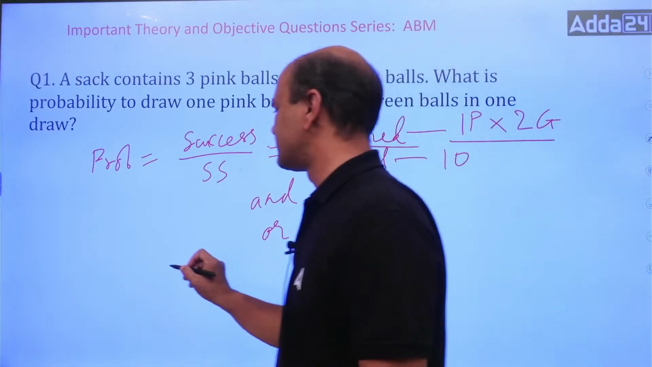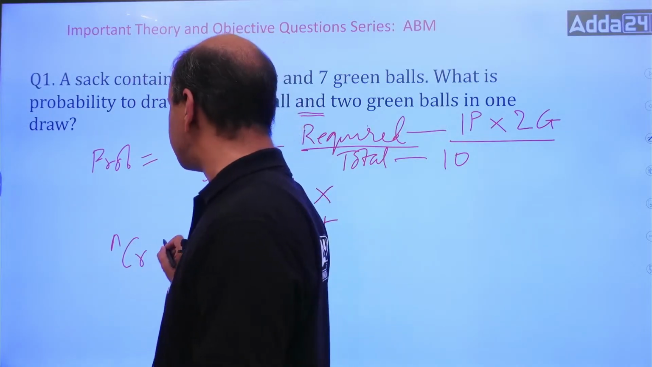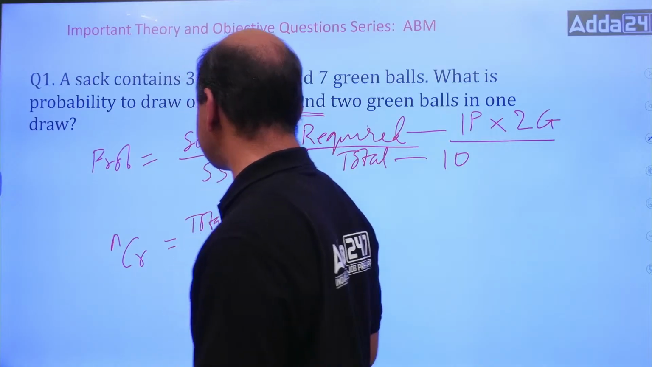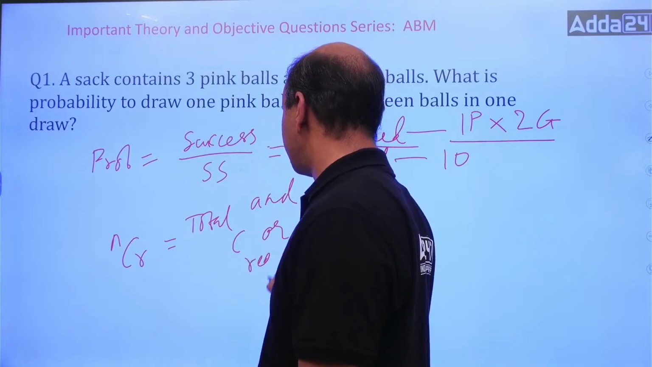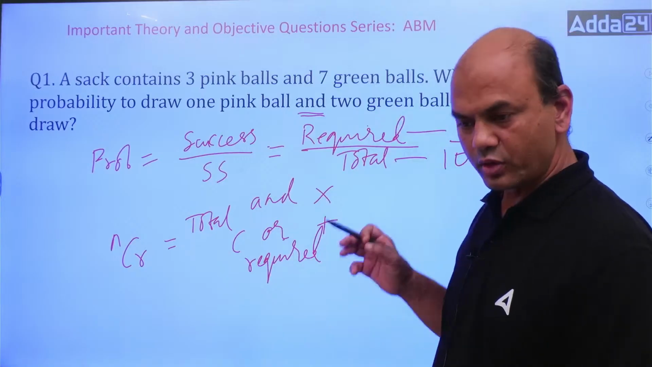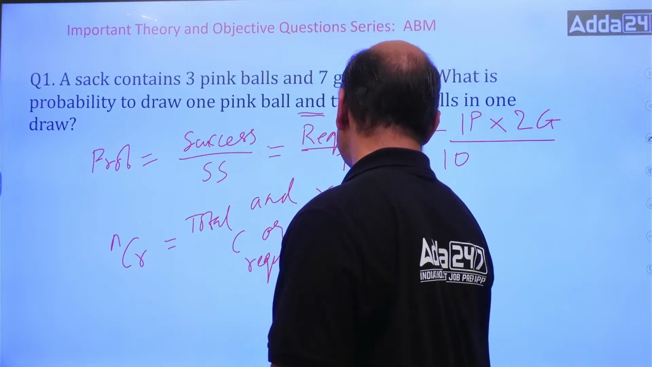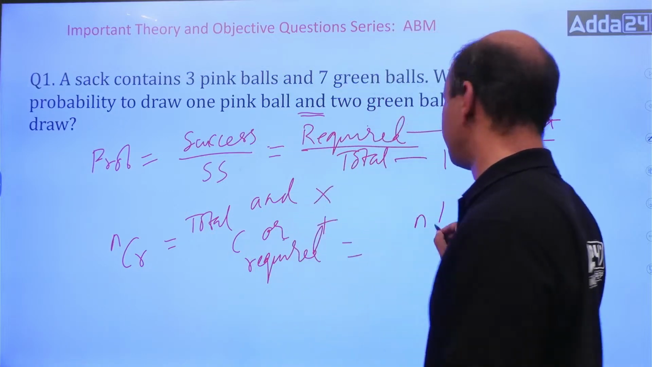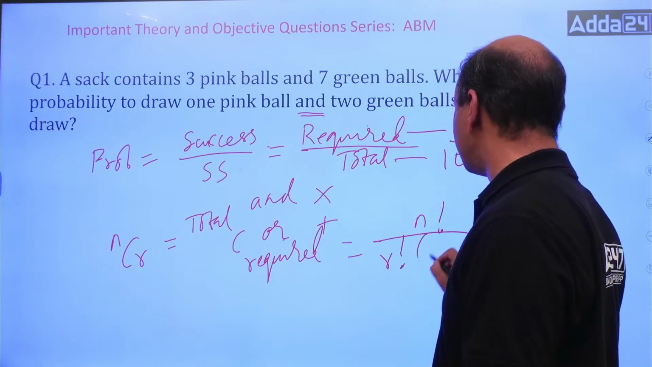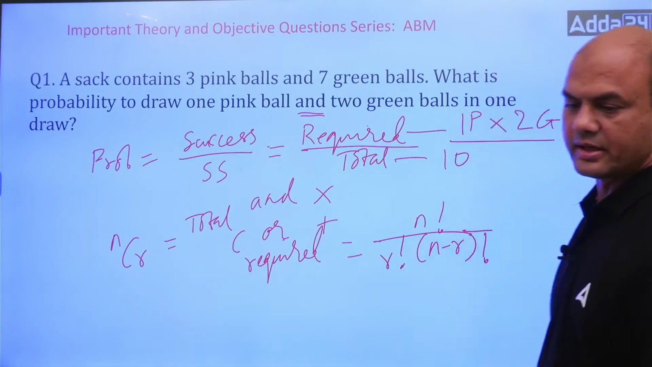nCr means, see this, n means total number of balls, C is combination and r is required. Okay. Total, combination, required. And what is the formula for this? The nCr formula is always, look at this, n factorial divided by r factorial into n minus r factorial. This is the formula for combination, nCr.